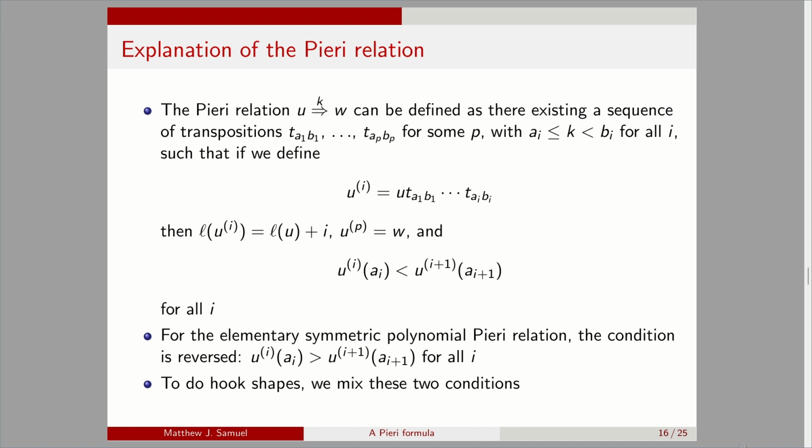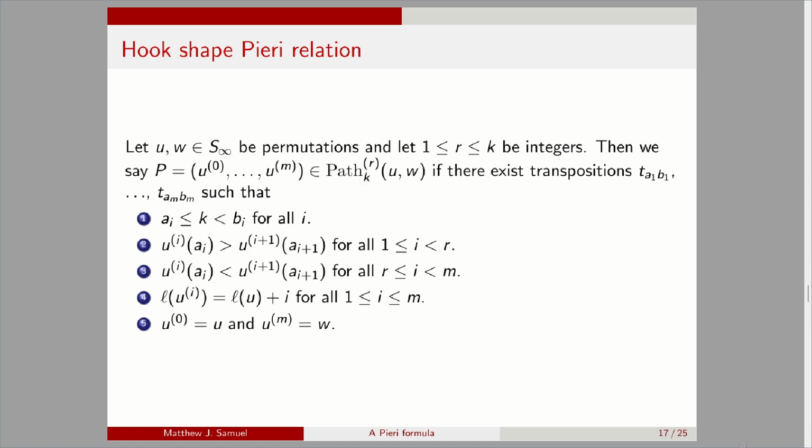And we have this relation: u_i(a_i) is less than u_{i+1}(a_{i+1}). This is for the factorial complete symmetric polynomial formula, but for the elementary symmetric polynomial Pieri relation, the condition is reversed. We need u_i(a_i) greater than u_{i+1}(a_{i+1}) for all i. Sottile did this in his paper. To do hook shapes, we need to mix these two conditions.